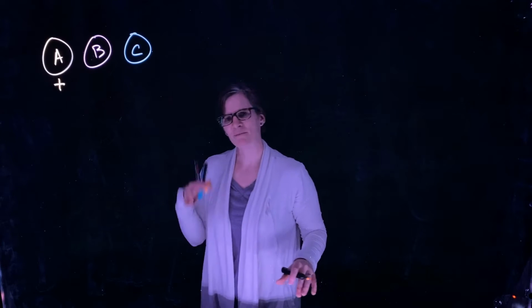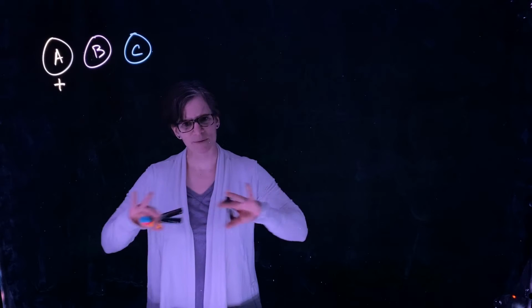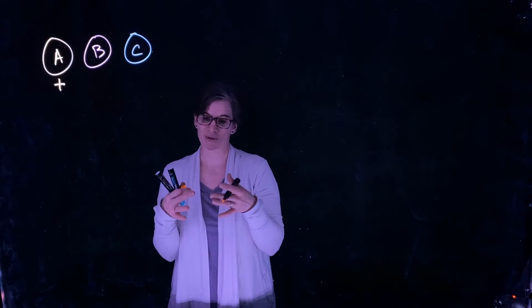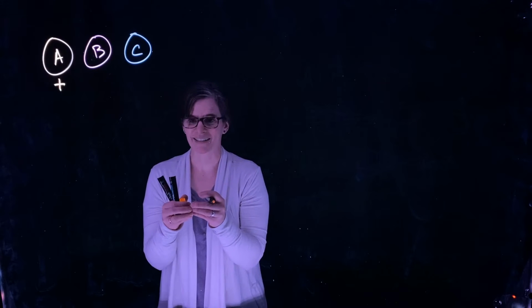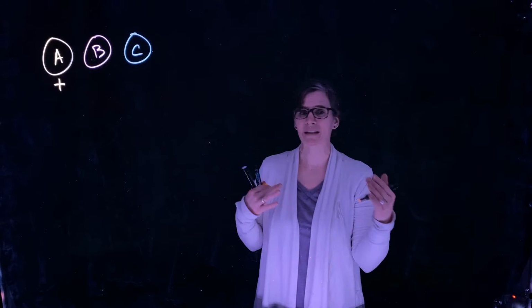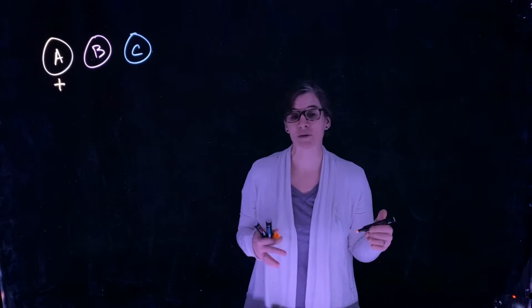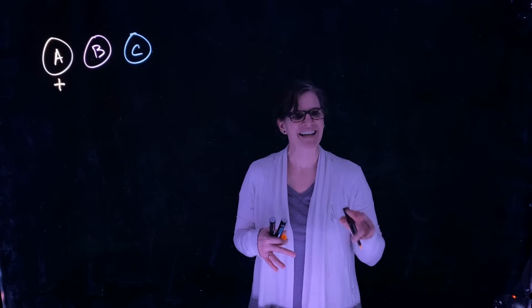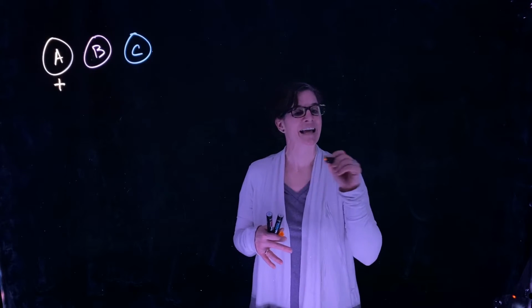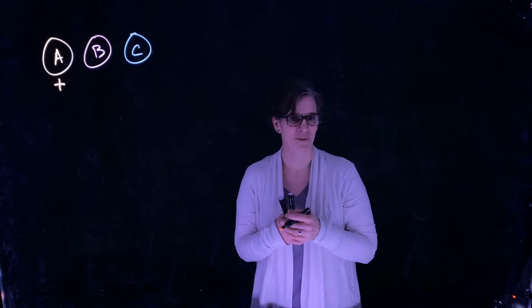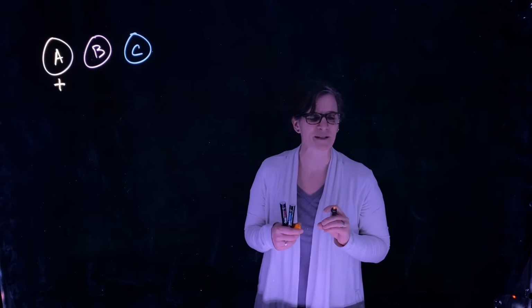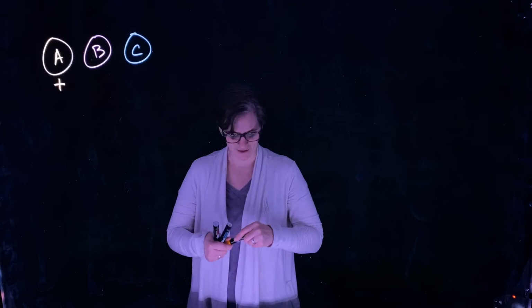When A and B are brought close together, they repel. When A and C are brought close together, they attract. So I have two questions. First, what can we say about the relative charge states of these three objects? And second, what will happen when I bring object B and C close to one another? So we're going to look at the second one first. What happens when I bring object B and C close to one another?